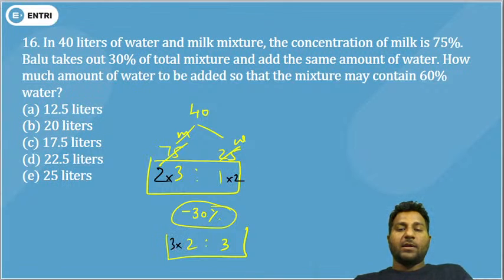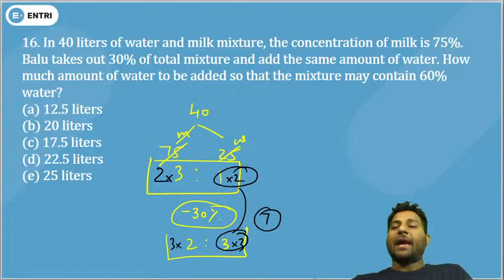That means here we will equate with 3. So clearly from 2 we have raised to 9. That means 7 units have been added. 7 units have been added. So let's have a look.